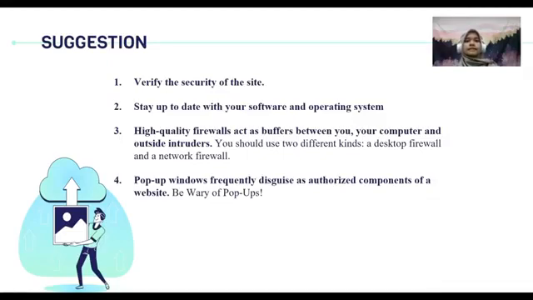The third is high-quality firewalls, which act as buffers between you, your computer, and outside intruders. You should use two different kinds, which are a desktop firewall and a network firewall. The first option is a type of software and the second option is a type of hardware. When used together, they drastically reduce the odds of hackers and phishers infiltrating your computer or your network.